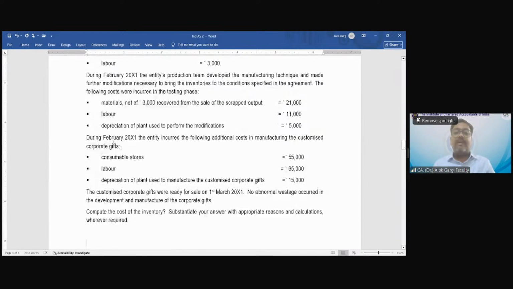During February, the entity incurred the following additional cost in manufacturing the customized corporate gifts: consumable stores, labor, depreciation: 55, 65, 15. What about these costs? They will be included. The customized corporate gifts were ready for sale on 1st March 2001. No abnormal wastage occurred in the development and manufacture of the corporate gifts. Compute the cost of the inventory. Substantiate or answer with appropriate reasons and calculation wherever required.